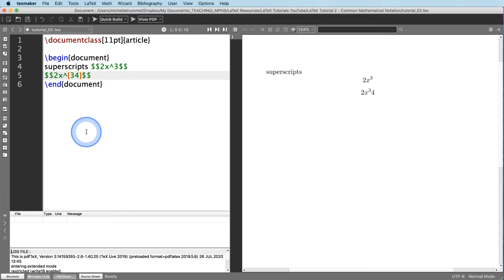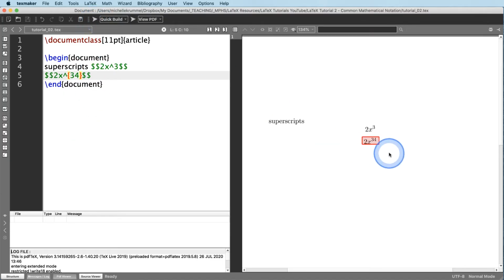And you can use the curly brackets even if you only have a single digit, but I normally don't bother. If it's just a single digit, I don't bother putting the curly brackets. But now when we compile, we can see that the 34 has moved up into the exponent, which is what I had intended.